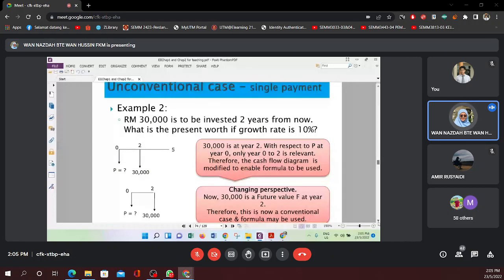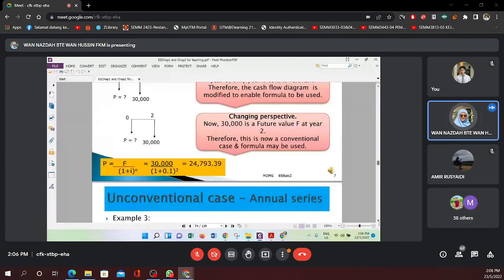Alright, so for this one, there is some future value at year two. You want to determine what is actually the present worth of this 30,000 invested two years from now at n equals to zero. So you need to bring this value to n equals to one, then later on to n equals to zero. You cannot jump from year two to year zero. Tak boleh eh? Faham? Anda faham? This is what we call, you need to change perspective. All right. Okay, good.